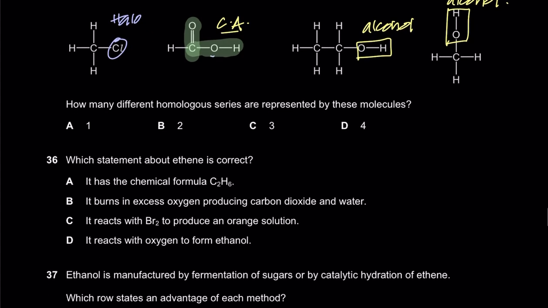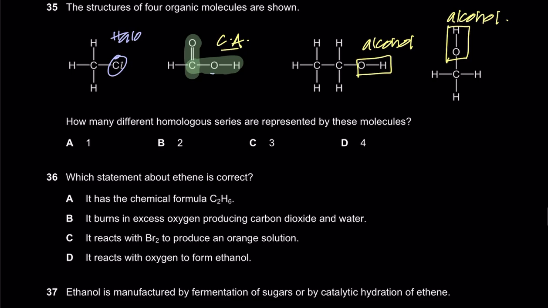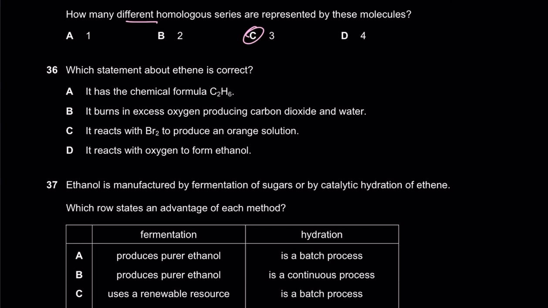How many different homologous, how many different families are here? You have a haloalkane, you have a carboxylic acid, and you have an alcohol. Different families. So there are 3 different families: halo, carboxylic acid, alcohol. That's 3. Which statement is correct? I know that. Yeah, I know.